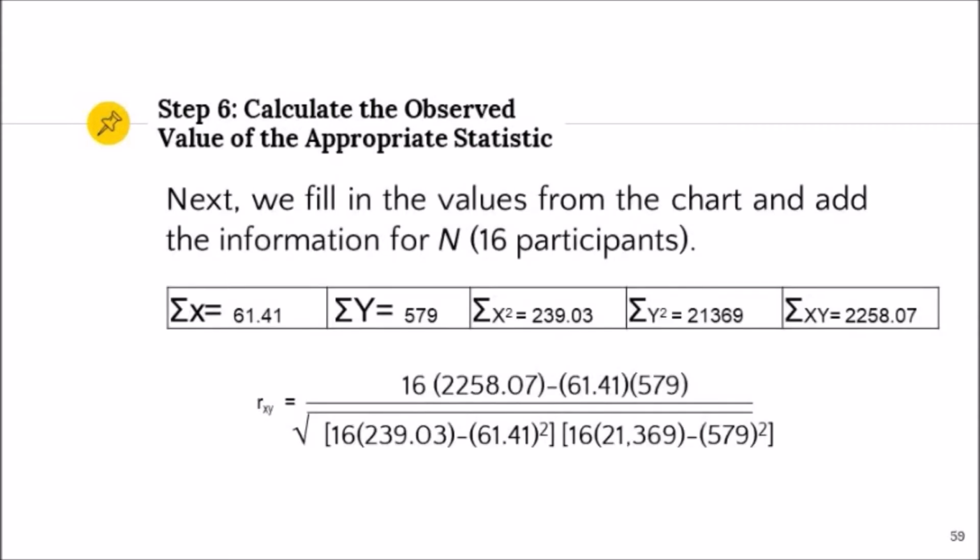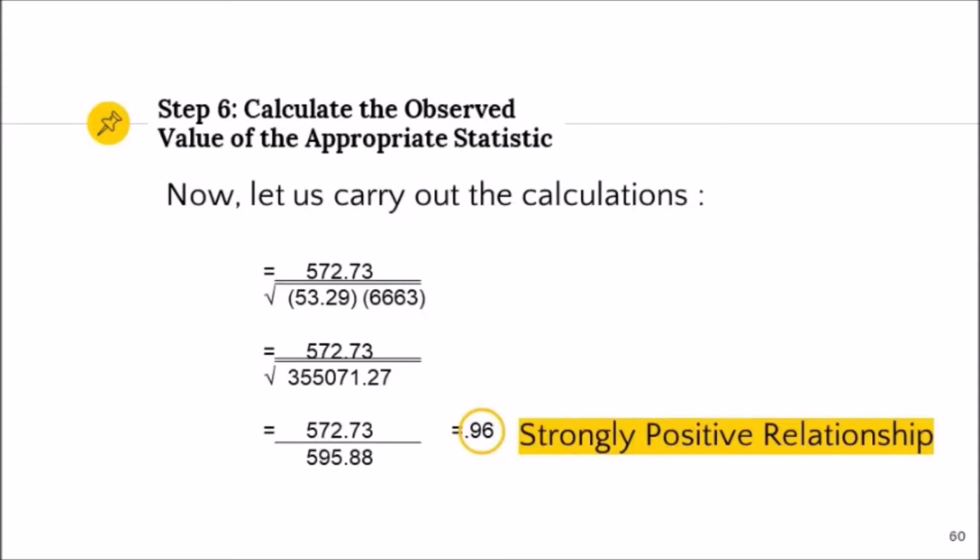To calculate the observed value, the next step is to fill in the values from the chart and add the information for n. This can be seen in the current slide. After filling in the values from the chart and adding the information for n, we now continue on with the calculations.